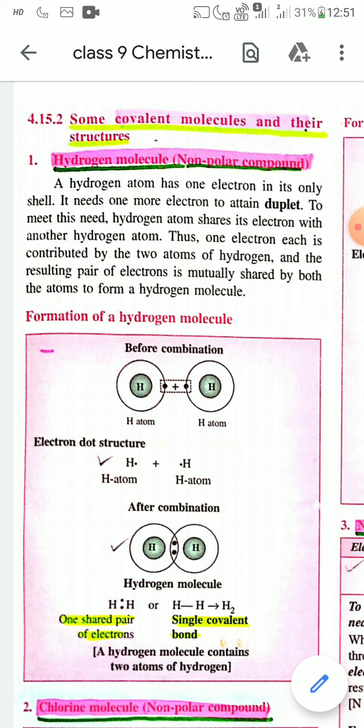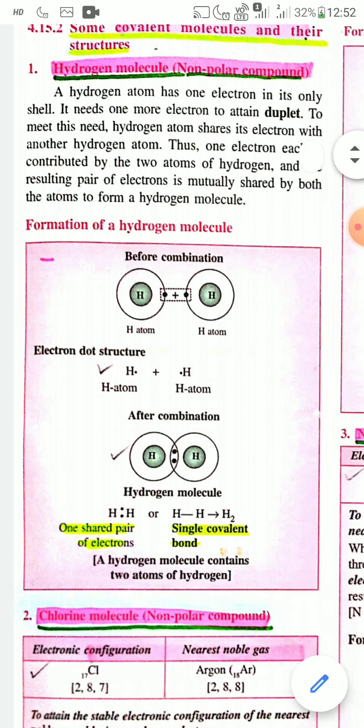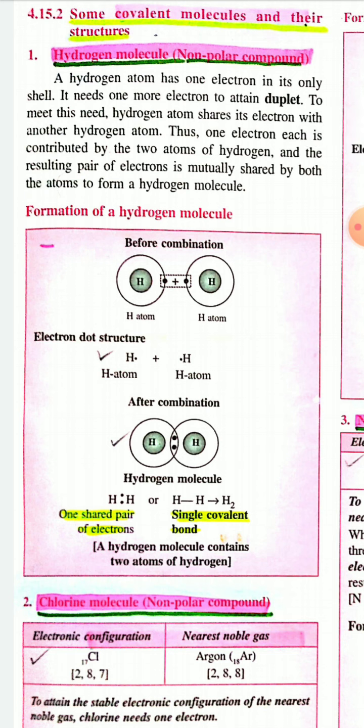Here, some examples of covalent compounds are given. You have to practice the orbital structure of covalent bond formation and the electron dot structure of covalent bond formation. These are important, especially the orbital structure, which are given in the box. Descriptions are not important. You have to show the structure only: orbital structure, or electron dot structure, or Lewis structure.